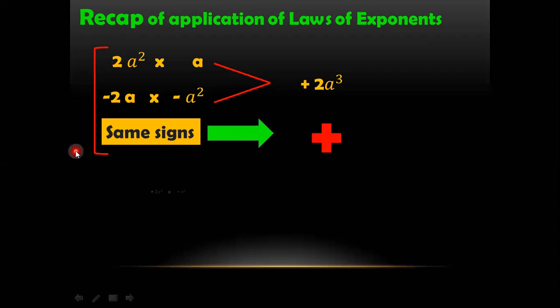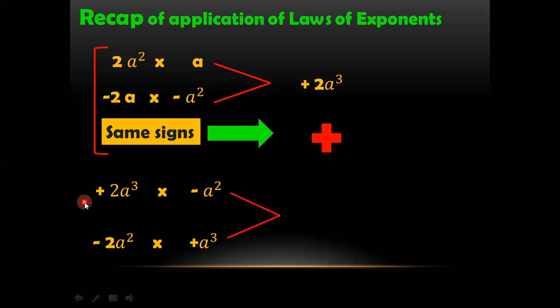Now look at another. Here we are having 2a cube with a plus sign, and it is being multiplied with minus a square, or we can multiply minus 2a square with plus a cube. Here what will be the product? Now apply the rules or the law of the exponent here. The exponent is 3 here and exponent is 2 here. The exponent of the product should be 5.